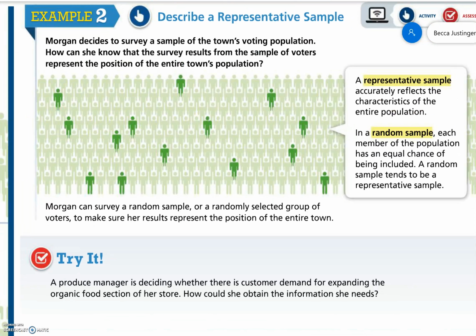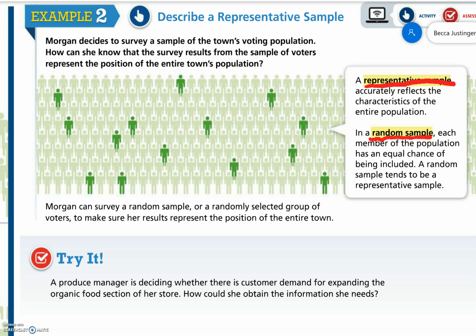Describe a representative sample. Morgan decides to survey a sample of the town's voting population. How can she know that the survey results from the sample of voters represent the position of the entire town's population? So another one of your vocab words, a representative sample, accurately reflects the characteristics of the entire population. In a random sample, each member of the population has an equal chance of being included. A random sample tends to be a representative sample.